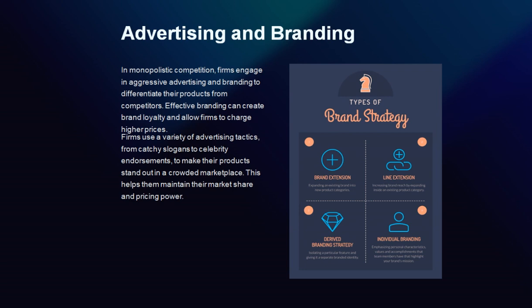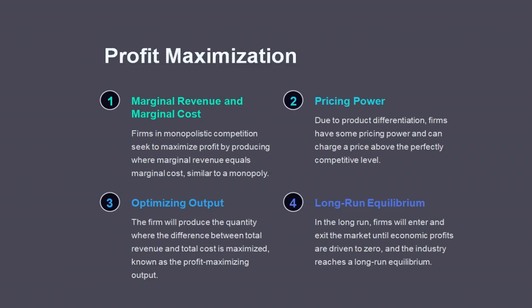Branding strategies: brand extension, line extension, derived branding strategy, and individual branding. Profit maximization, marginal revenue and marginal cost. Firms in monopolistic competition seek to maximize profit by producing where marginal revenue equals marginal cost, similar to a monopoly.